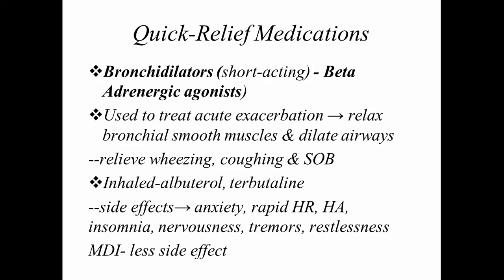Then we have bronchodilators, which are short-acting beta adrenergic agonists. These are used to treat acute exacerbations. They're short-acting and they're quick relief meds. So they relax the bronchial smooth muscles and dilate the airways. So they relieve the wheezing, the coughing, and the shortness of breath.